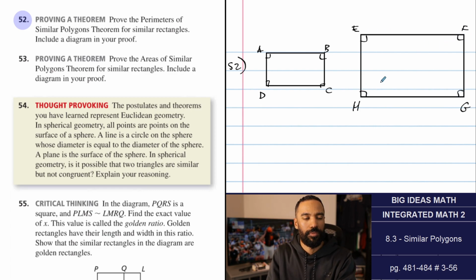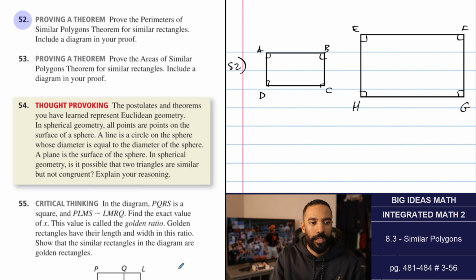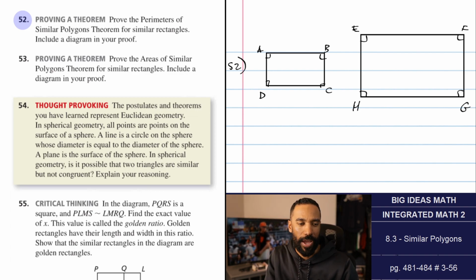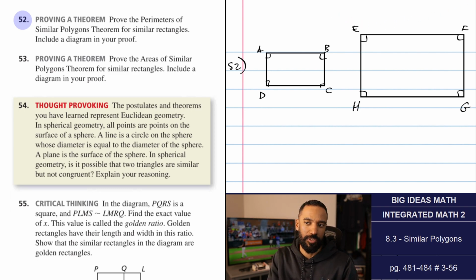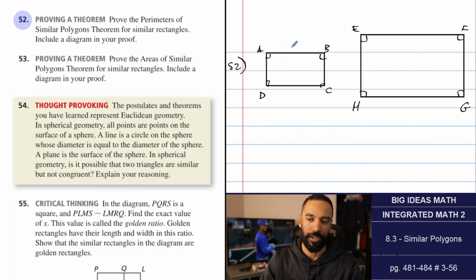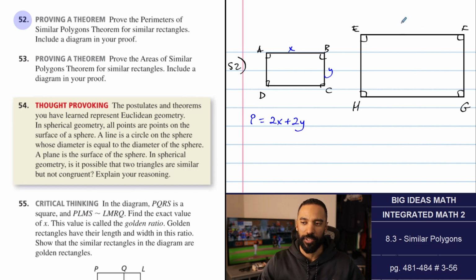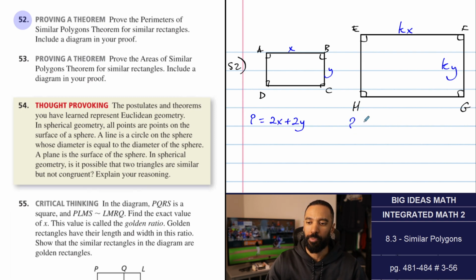So, hold on, let's see what they said. Prove the perimeters of similar polygons theorem for similar rectangles. Well, what they've been doing a lot of seems to make sense for rectangle stuff. Let's say we had some length here, since it goes left and right, called x, and up and down is called y. If I wanted to find the perimeter of this one, it would be 2x plus 2y, both x's and both y's. Now, if we're multiplying by some scale factor, we generally call that k. This would be k times x and k times y. We even saw the same thing in the first set. So the perimeter here is going to be 2kx plus 2ky, like that.